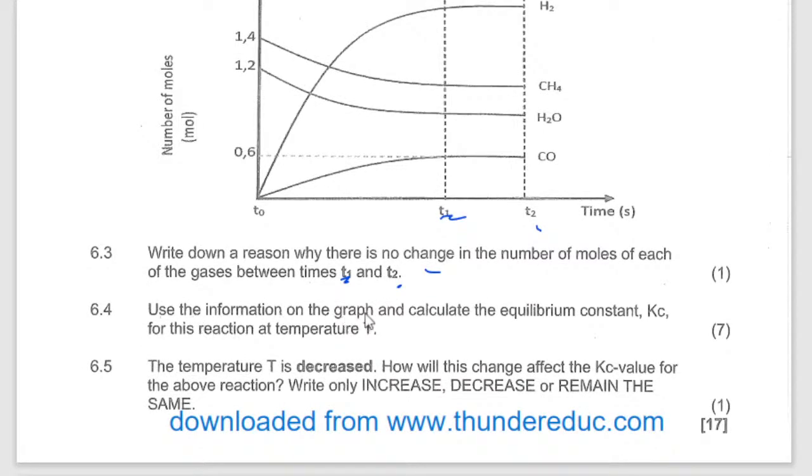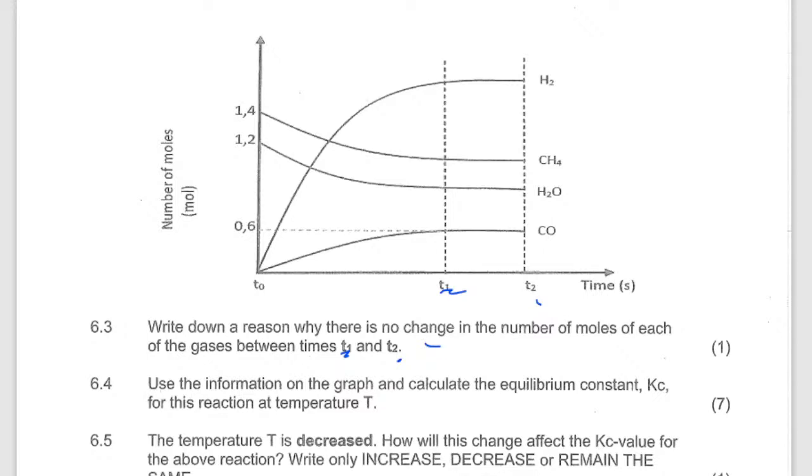This information in the graph calculates the equilibrium constant Kc for this reaction. First, identify what they give you: the volume. Yes, they gave you the volume. Volume is equal to 2 decimeter cubed. So since I have that, guys, if you have a question, let me know.